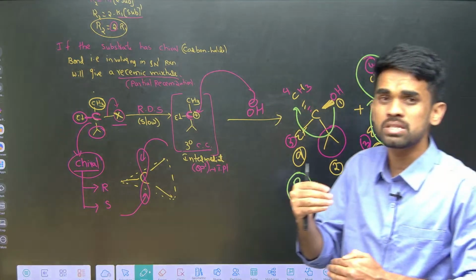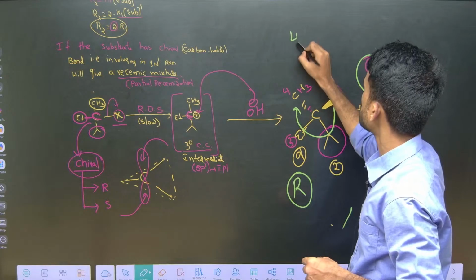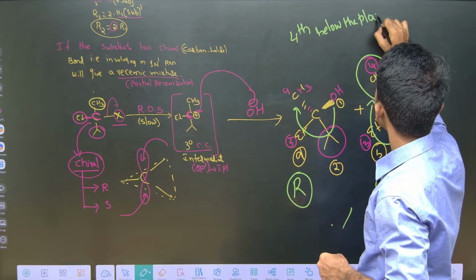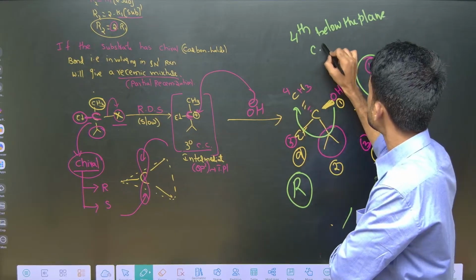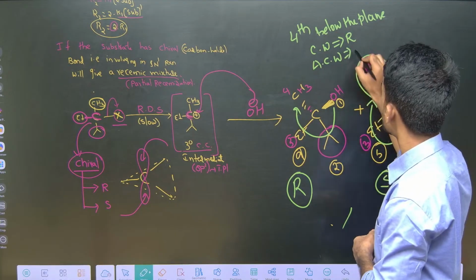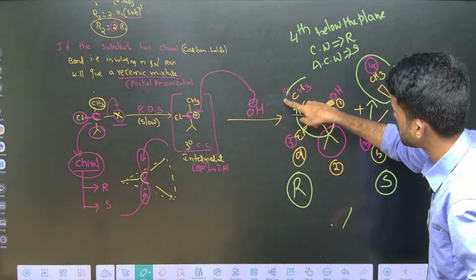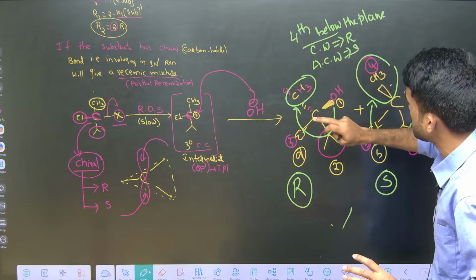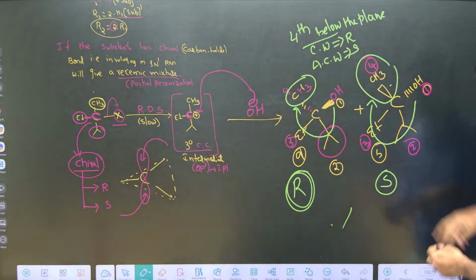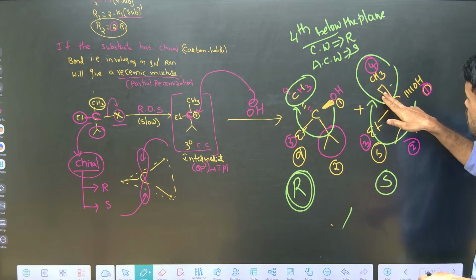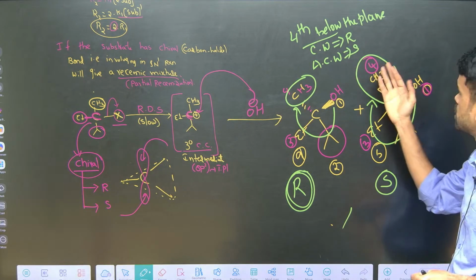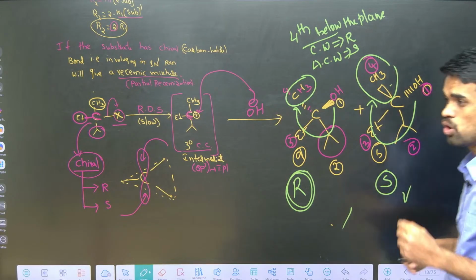So the configuration becomes opposite. See, with the 4th priority group below the plane and a clockwise direction, you should call it R. Anti-clockwise direction, priority groups in anti-clockwise, S. So here the least priority is below the plane, fine, it is accepting this, and the direction is clockwise. So yes, you should call it R configuration. And look at this, the least priority group is above the plane and this is clockwise. It will not follow the statement, so the configuration becomes opposite. So clockwise becomes S here. Hope the discussion is clear.